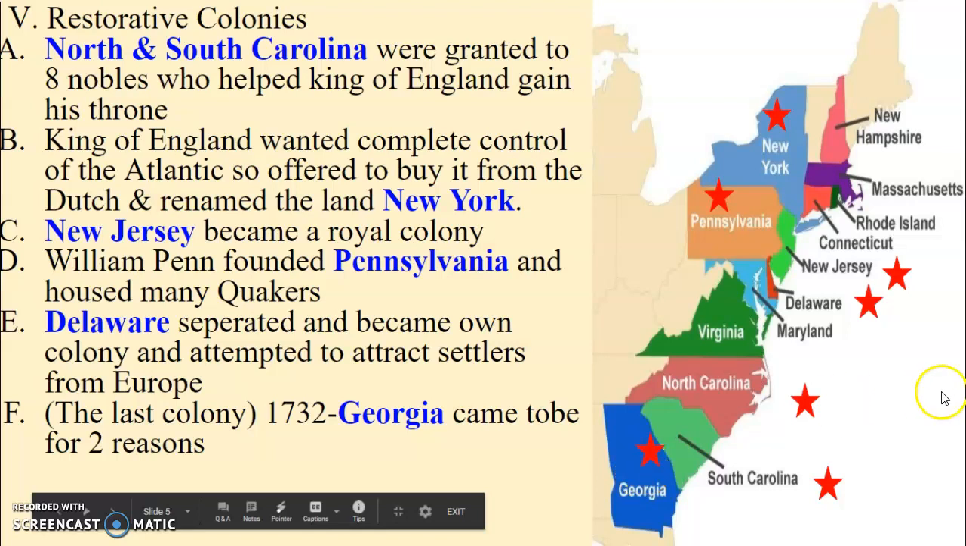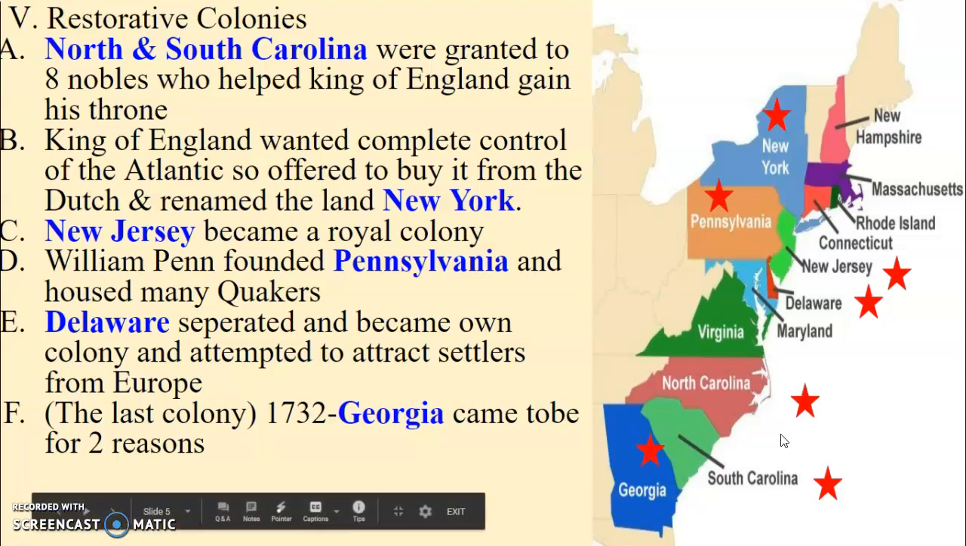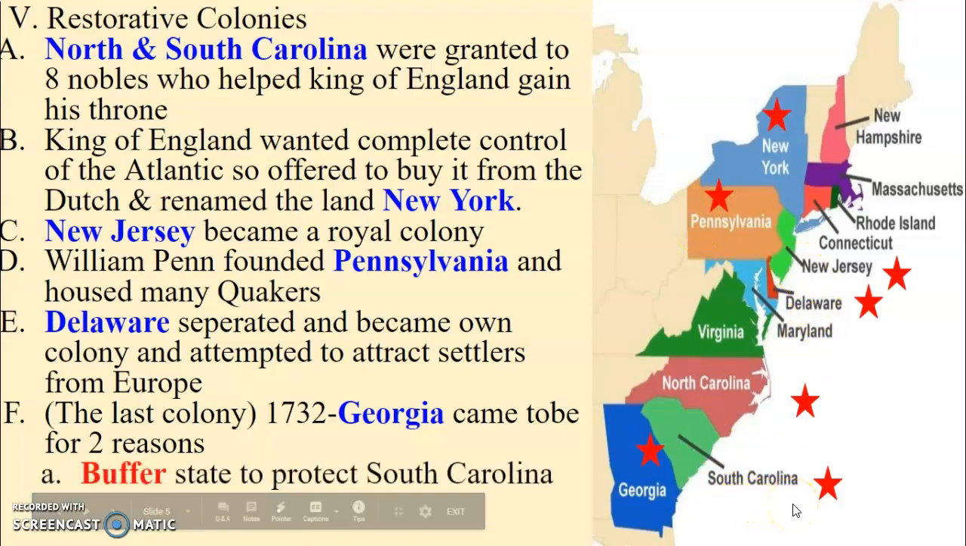This Georgia right here was the last colony that was established. All 13 were established by 1732. And Georgia came to be for 3 main reasons. Number 1, it served as a buffer state to protect South Carolina. So South Carolina right here was very profitable. They had a lot of tobacco, a lot of sugar. So it made a lot of money for the crown. So in order to protect it, King George created the colony of Georgia in order to protect their investment. So that was one reason why it was created.